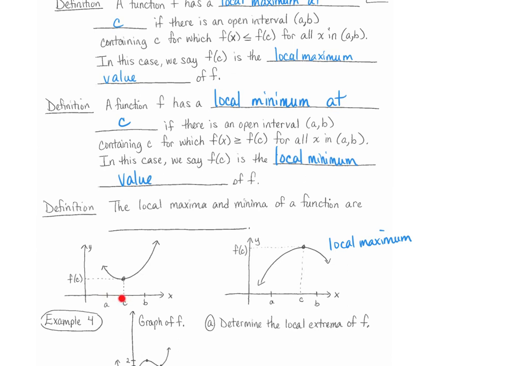So C, again, is in your open interval AB. And no matter what value you choose outside of C, this value, f of C, is going to be the smallest in that interval. So no matter where you are, this will be the smallest. So that's your local minimum. The local maxima and minima of a function, so now we're talking about plural, if you have more than one, are called local extrema.